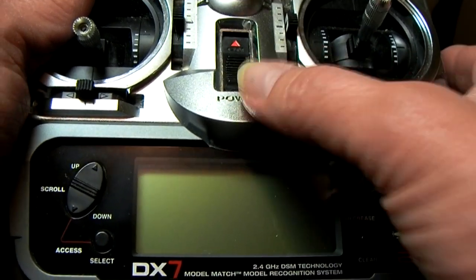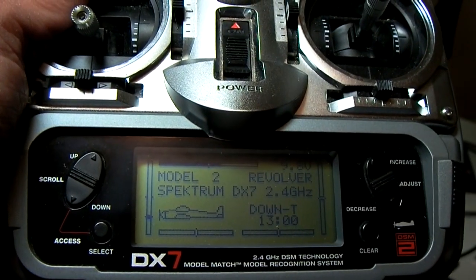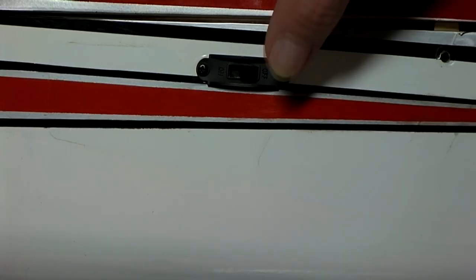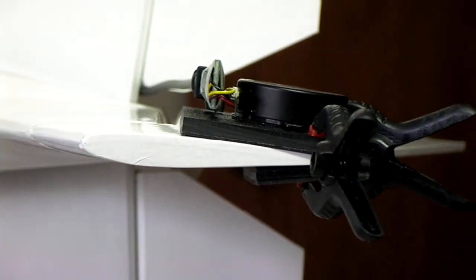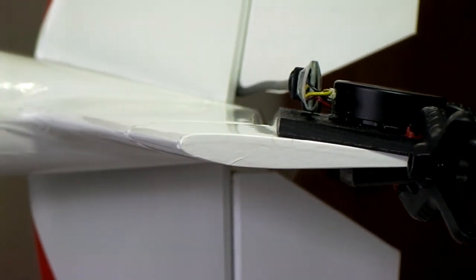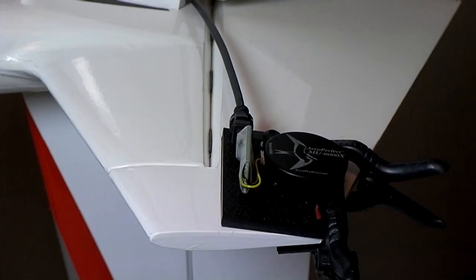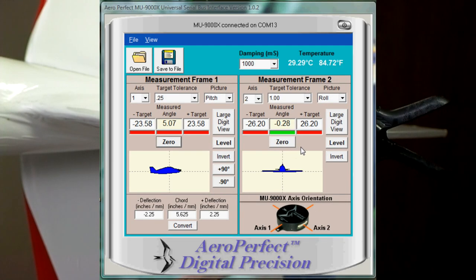As before, prepare for setting your rudder's control surface deflection by turning on your radio and receiver and making any linkage or sub-trim adjustments so that the rudder is aligned with the vertical stabilizer. Secure the MU-9000X USB to the rudder so that an edge is parallel to the hinge line. Level axis 2 within 1 degree and set a zero reference angle in axis 1.